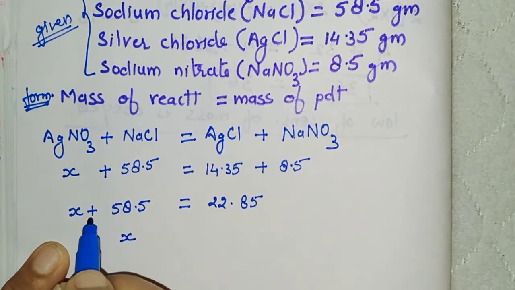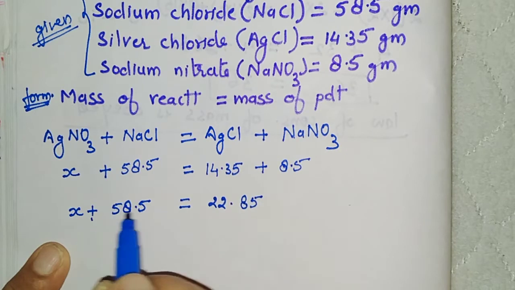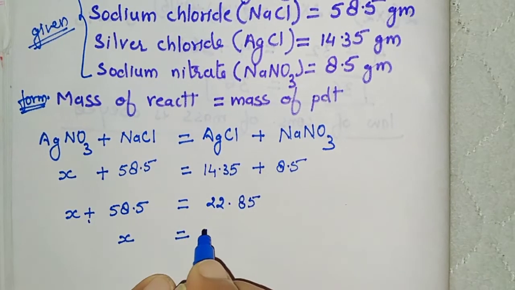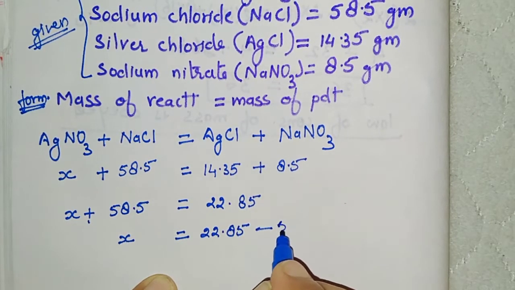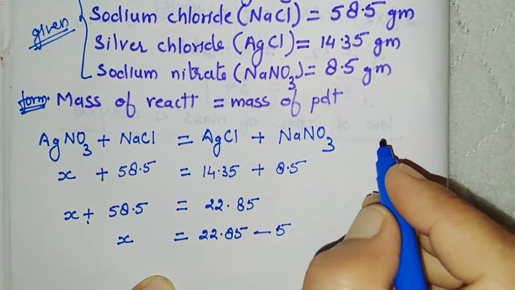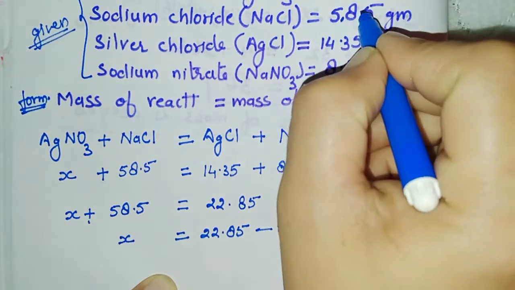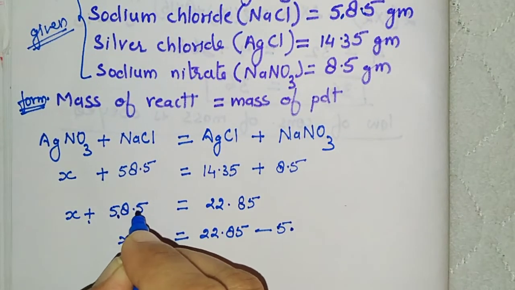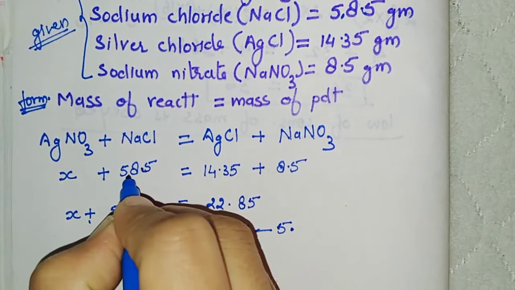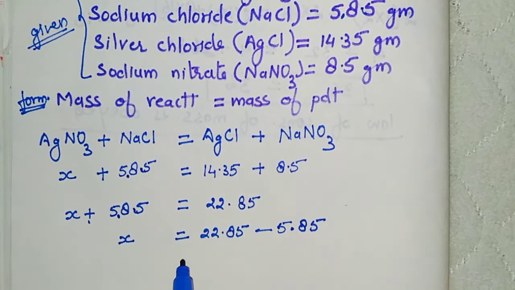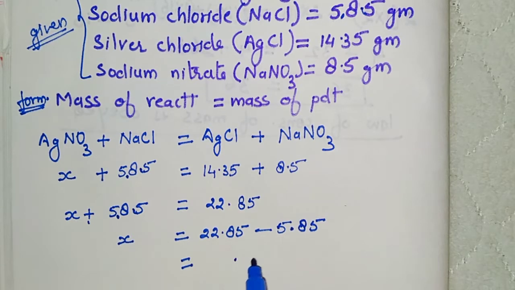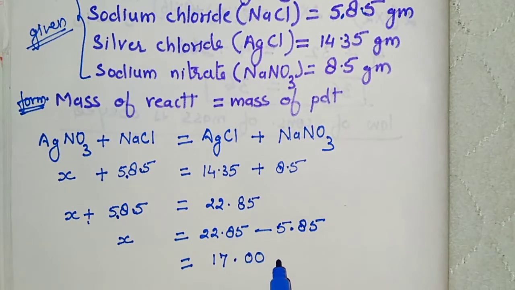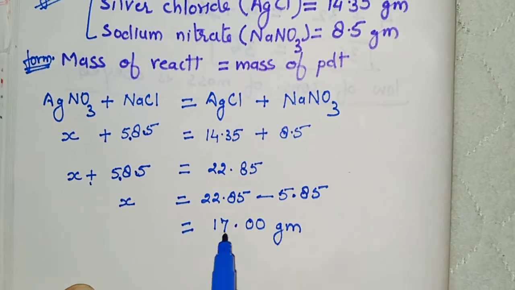Now on putting the numbers on one side, because this is plus, when this goes across the equals sign to the other side, it becomes a negative sign. So 22.85 minus, sorry, 5.85, it is your 5.85. So on subtracting this we will be getting 17. So the value of x is 17 gram.